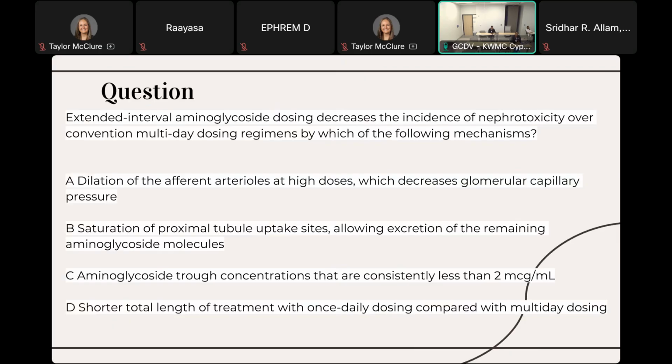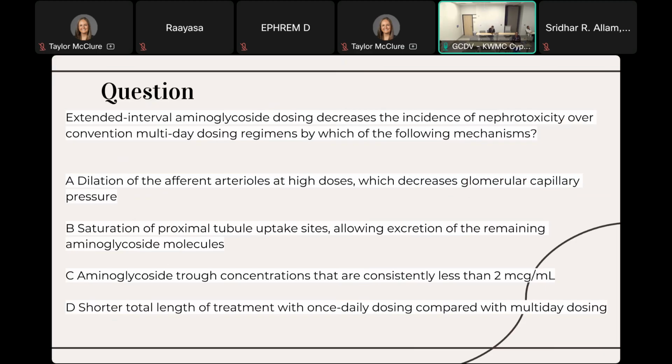Okay, so next question. Extended interval aminoglycoside dosing decreases the incidence of nephrotoxicity over conventional multiple-time dosing regimens by which of the following mechanisms? So do you know what extended interval aminoglycoside dosing is? It used to be that aminoglycosides like gentamicin or amikacin would be given multiple times a day, like every 8 hours. Then it turned out that if you give them less often, just once a day, but at a higher milligram per kilogram dose, that tends to be less nephrotoxic. So the question is, how does that happen?